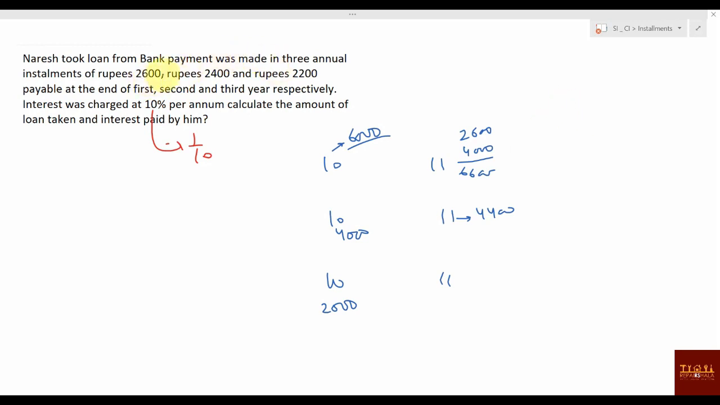You have paid how much? This one plus this much plus this much. This is 6000 and then 7200. Yes. How much interest paid? 1200. So 1200 is the interest paid and your loan amount is 6000. Now I'll tell you the flow.